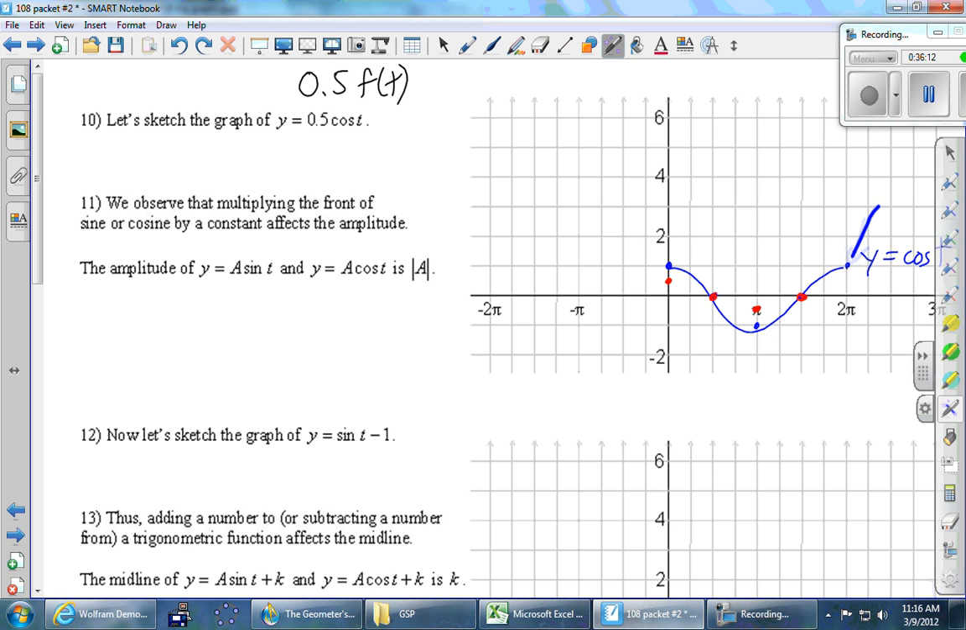This last one, the y coordinate was how much? It was 1, so now it becomes 0.5. Questions on that one? Okay, task today for 11.